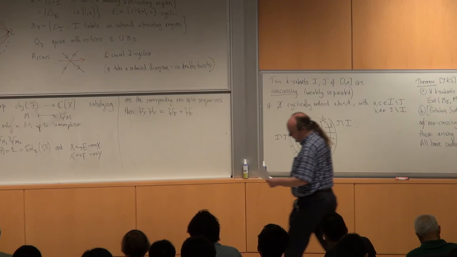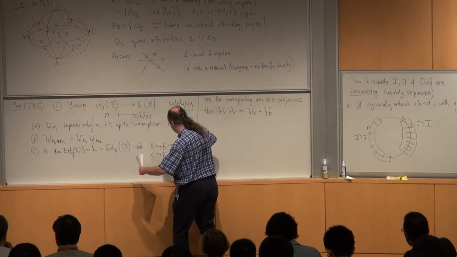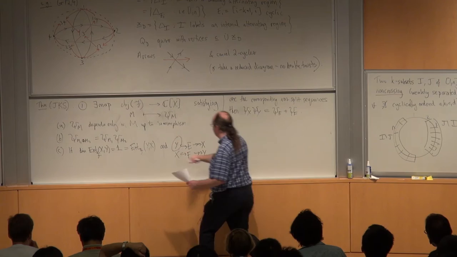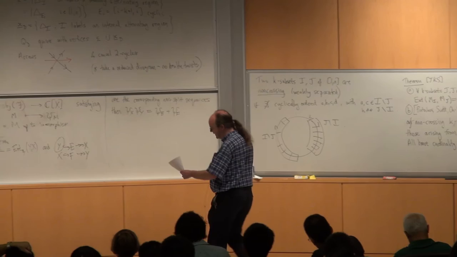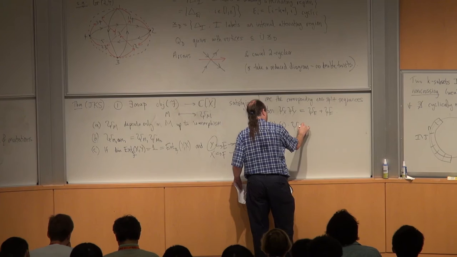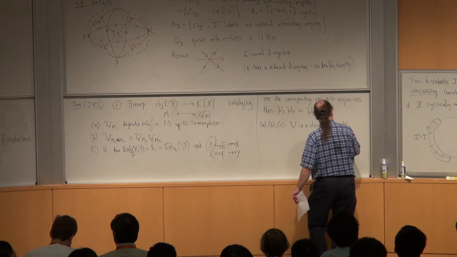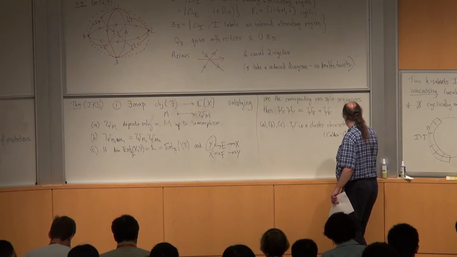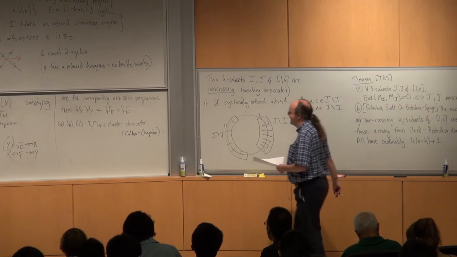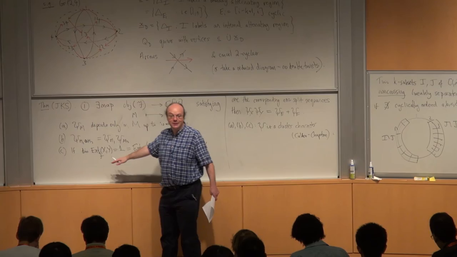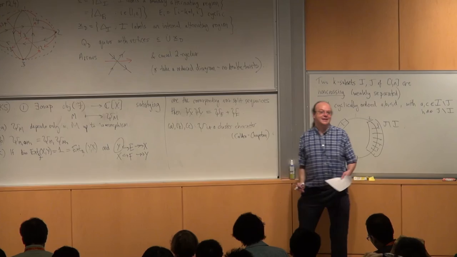You have one too many X's. Ah, yes, I do. Thank you. So these, A, B, and C, say that psi is a cluster character. Conveniently, also CC. Okay, so psi is a cluster character. And the idea is you would apply this in the case where you're doing a mutation. So you've got one of these exchange sequences, and this should correspond to an exchange relation.